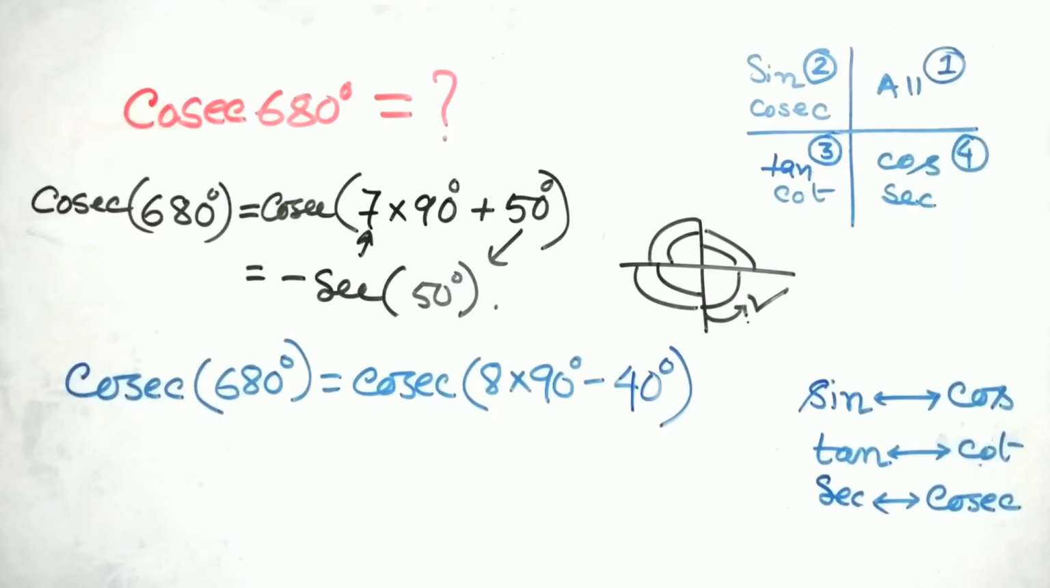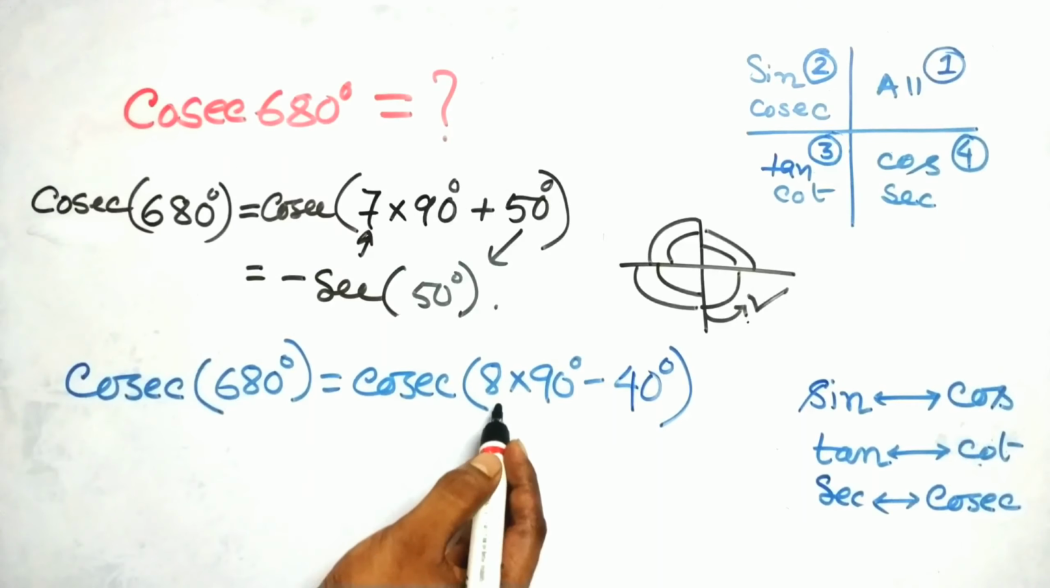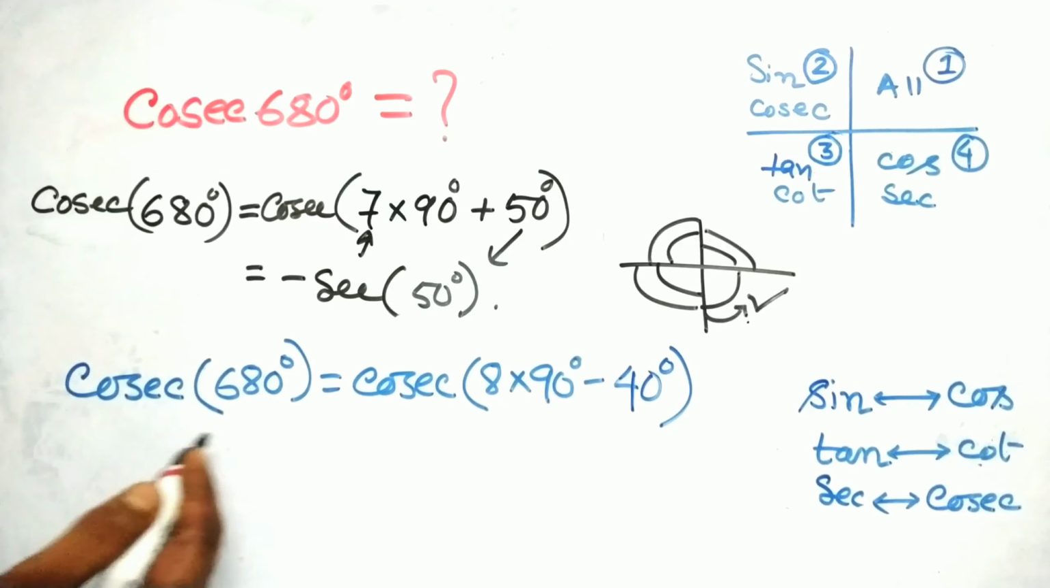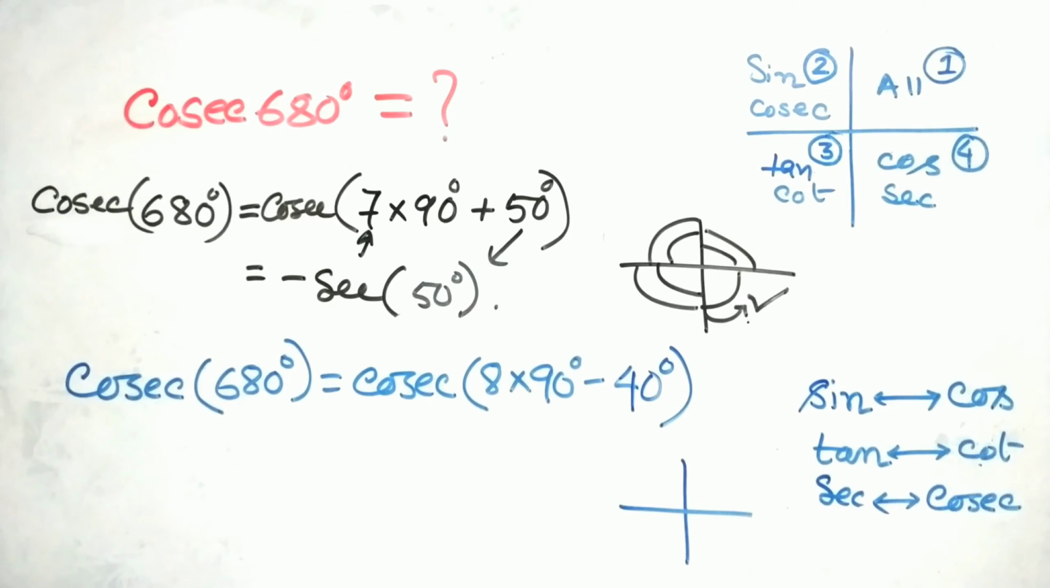So let us check the same thing using the even multiplier of 90. So we have taken 80 into 90 minus 40, which is equal to 680. First we will check in which quadrant it is using this multiplier. This 8 times we have to check. So 1, 2, 3, 4, 5, 6, 7, 8. Then minus 40. Because it is minus 40, we will go clockwise. So it is coming fourth quadrant.